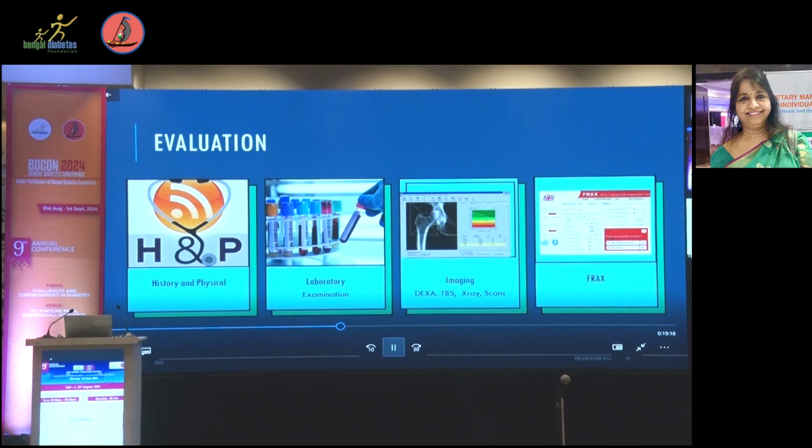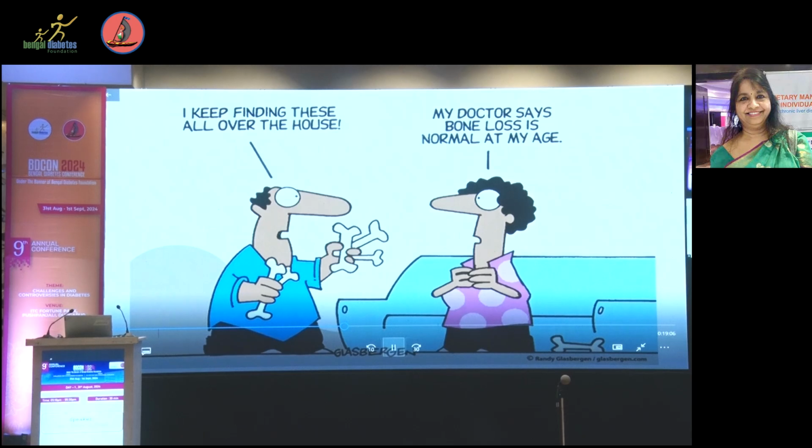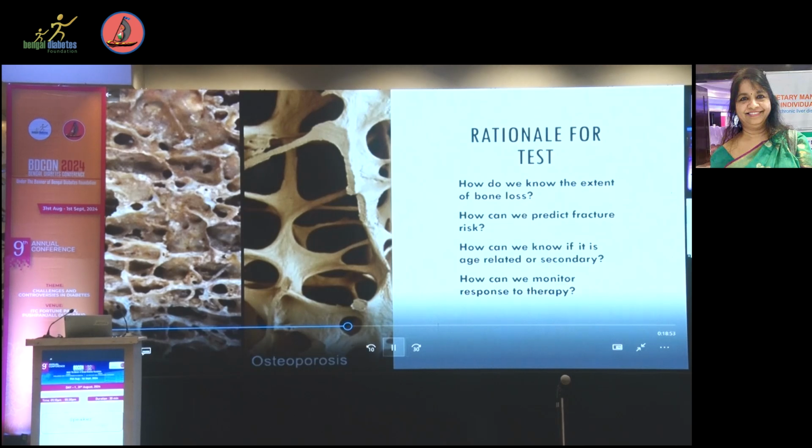And this thing called the fracture risk assessment tool. For our country, this is free actually. There is now a FRAX Plus, for which a small subscription is needed, but FRAX is free. See, with osteoporosis, we don't have any other way of knowing. Nobody's going to find bones all over the house as you see in this cartoon. So bone loss is not like that. We really have to look for it.